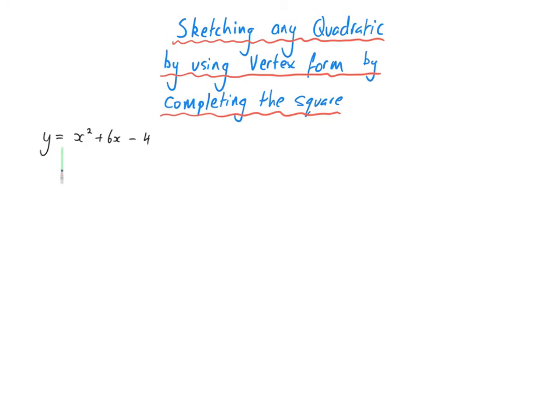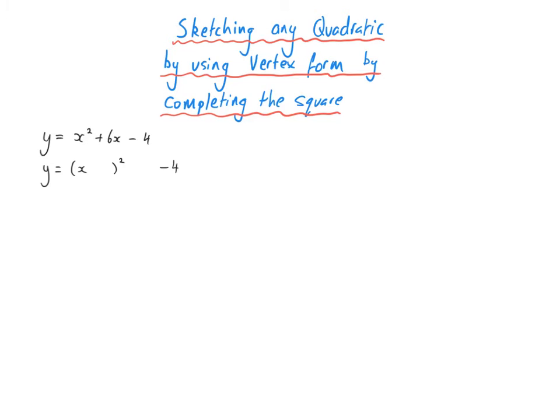Here we have y equals x squared plus 6x minus 4. When we write a quadratic in vertex form, we'll find that x only appears in one location. To achieve that from this form, we need to complete the square. Now you've been shown how to do this a number of ways, and the link to the actual square and physically completing it. This is how I think of it.